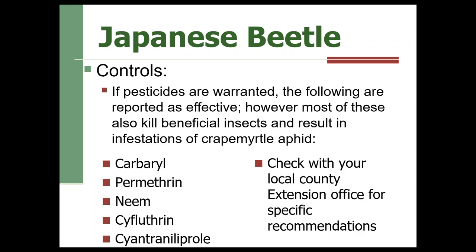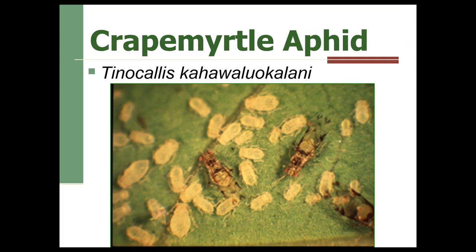All right, probably the biggest region-wide pest of crepe myrtle is the crepe myrtle aphid, Tinocallis kahawaluokalani. And as you see, the aphid is a sort of yellow-green aphid that when they mature into adults, they will form wings and so can fly. Flight is a means of dispersal of this aphid. It does overwinter as eggs, and then eventually all adults can form the ability to fly.